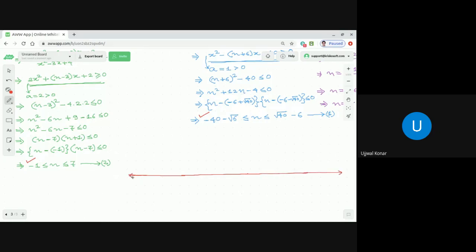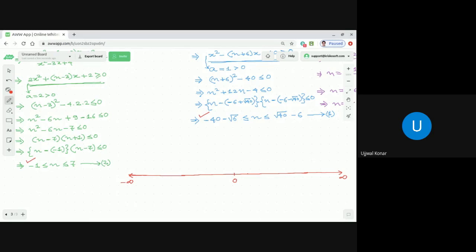And dear students, you all need to make a relative positioning of these numbers. What are the numbers we should consider here? First number will be minus square root of 40 minus 6. Second number should be square root of 40 minus 6. Third number should be minus 1, and fourth number should be 7.